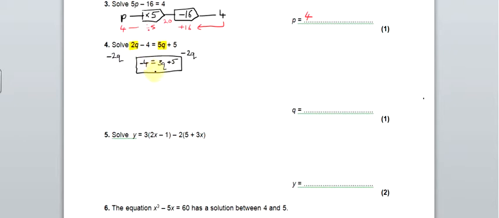Now, it's the other way round. Up here we had the 5p and the 16 and it equaled the 4. Here, the 3q and the 5 are on this side and it equals the minus 4. But that doesn't matter because all the equal sign is saying is that they're the same. So I start with the q, and it gets times by 3. And then 5 is added onto it. And if you do that, you will get the answer of negative 4.